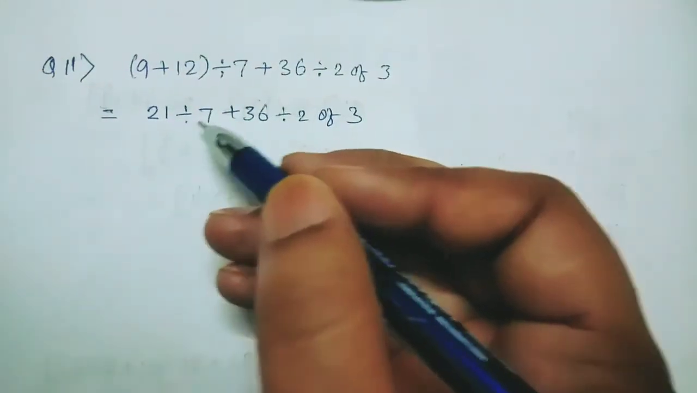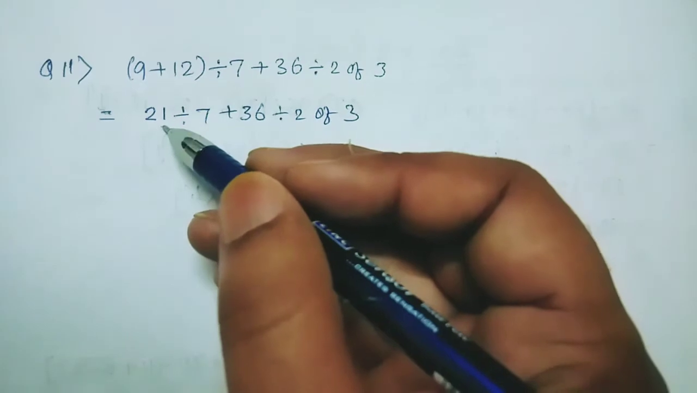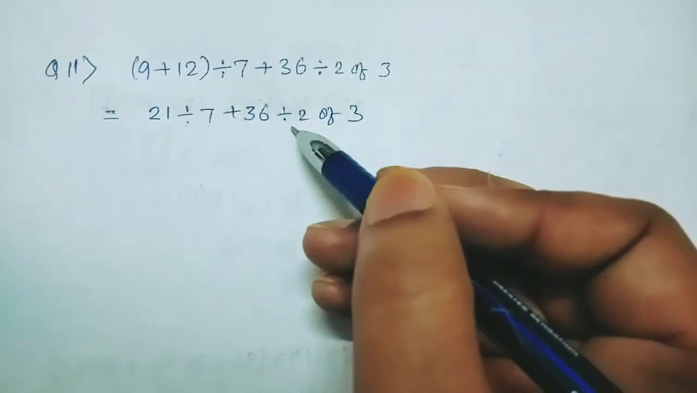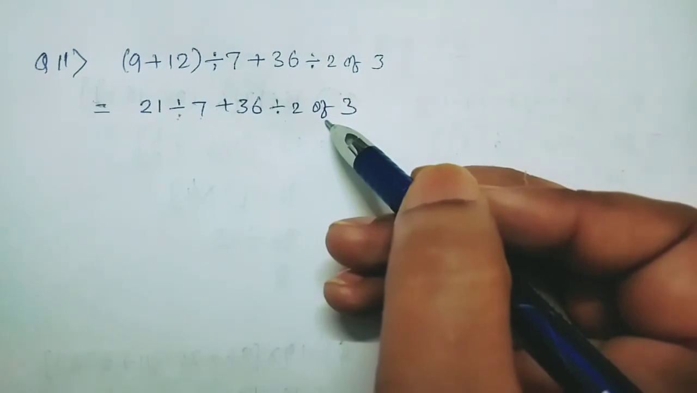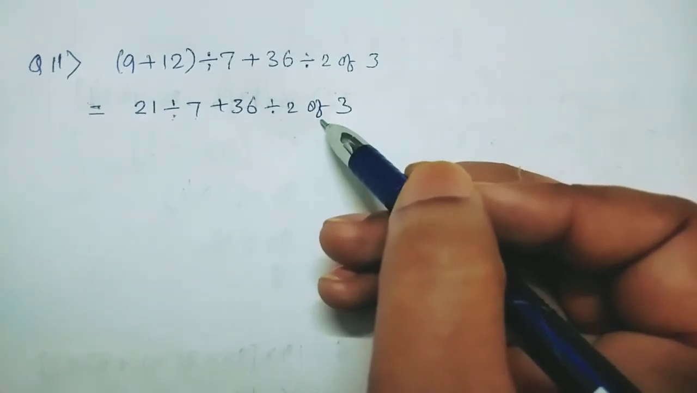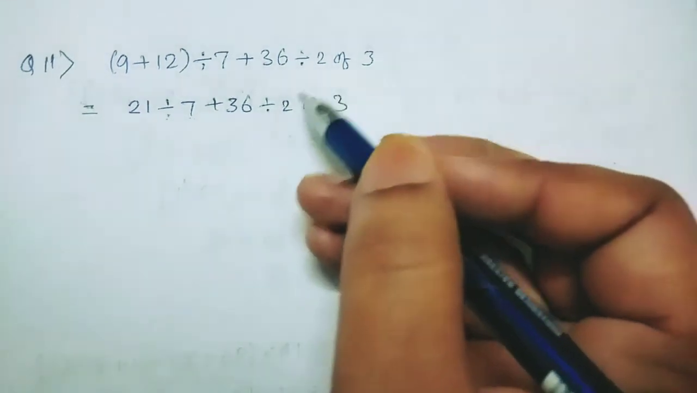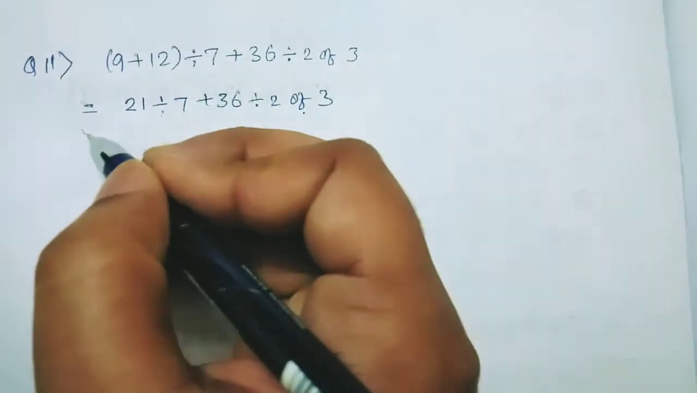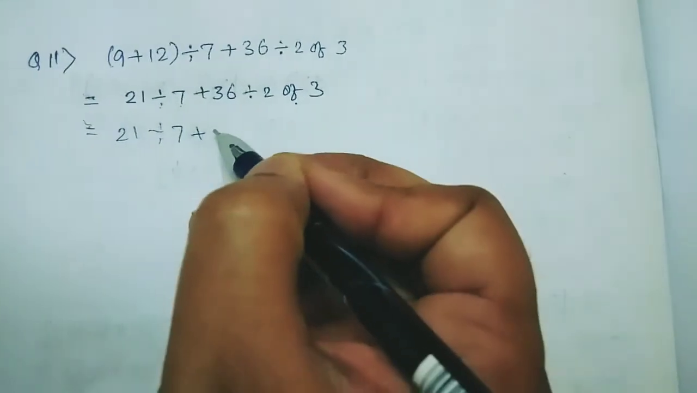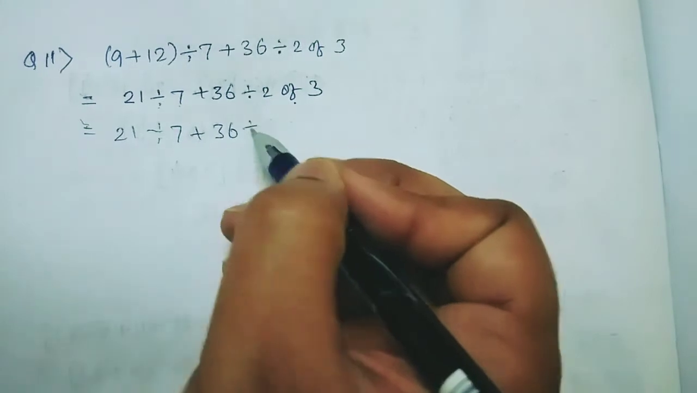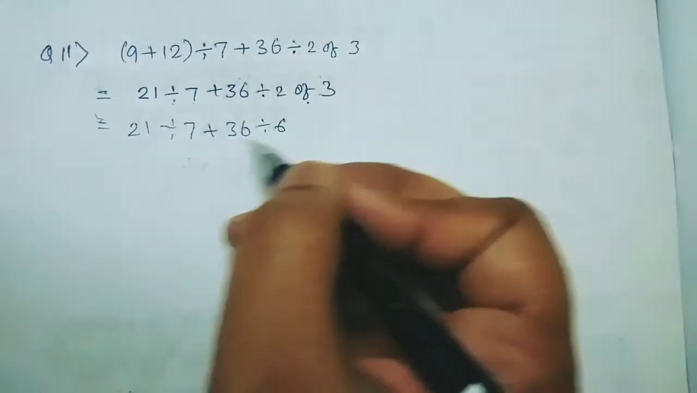Okay, now we'll see which operation will perform. Here you can see two divides are there, two division, here also division and here also division, and here off. But of has more power. That means we'll solve of first of all. According to the BODMAS rule, first bracket comes, then of, then divide. So we'll solve this of first of all. So 21 divide 7 plus 36 divide 2 of 3. That means 2 into 3. It is 6. 2 3s are 6.